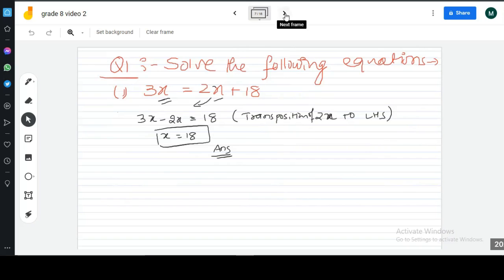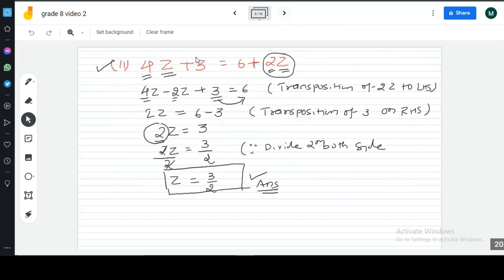We'll solve more examples. Let us see this next one. 4z plus 3 is equal to 6 plus 2z. So what is the variable in this example? The example has a variable z. z is nothing but the variable. So any alphabet can be the variable in the example. Okay, so z will be the variable here and it is on both sides. This term of z is on both sides, LHS as well as RHS, left side as well as right side.